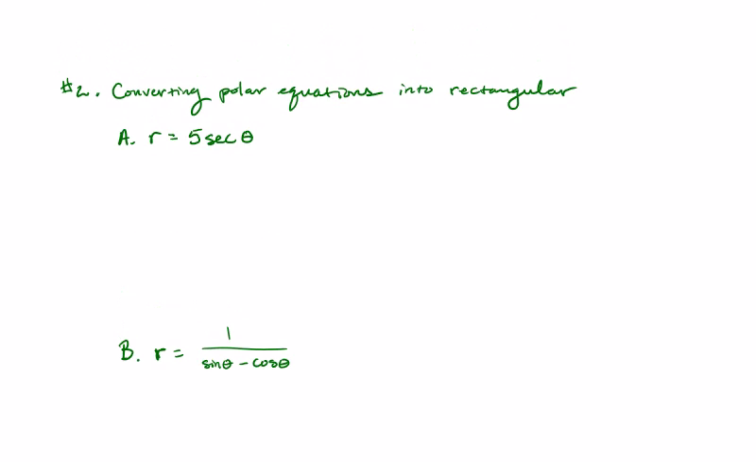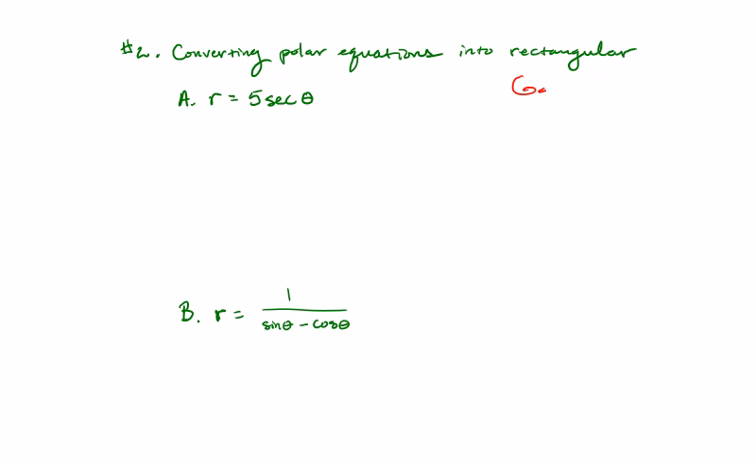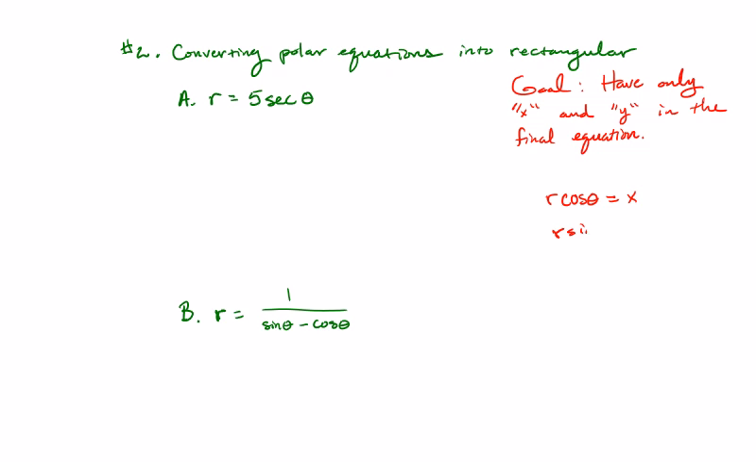The next one is converting polar equations into rectangular equations. So now it's just the reverse. The goal here, once again, is going to be to have only x and y in the final equation. Once again, those things that we said before are real, but we're going to start on this side. So we need to see r cosine of theta before we can substitute, and it would equal x. We need to see r sine of theta before we can substitute, and that would be y. If we see r squared, we can sub in x squared plus y squared. And if we see tangent of theta, we could put in y over x.